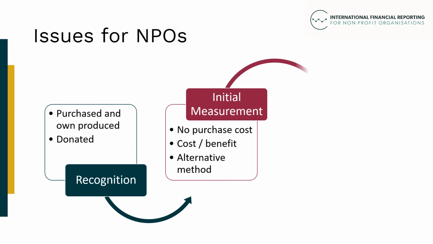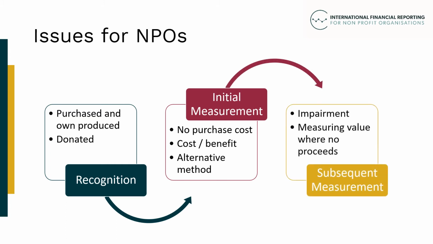After initial measurement, determining subsequent values for some types of inventory may also be challenging, for similar reasons to those we have just discussed. As described on the previous slide, after initial recognition, inventory is subsequently measured to ensure that its carrying value does not exceed the value that can be obtained from the inventory. Determining the value that can be obtained from the inventory where there are no sales proceeds may be challenging, and on the following slides we will see how the various standards address this issue.